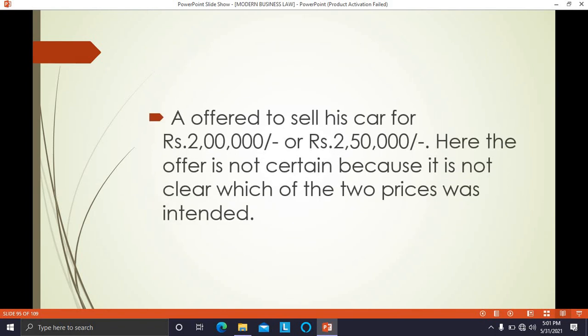Another example of this: A offered to sell his car to B. A says that I am ready to sell my car to you for 2 lakh rupees or 2,50,000 rupees. Here the offer is uncertain. Whether he wants to sell it for 2 lakh or 2,50,000 rupees is not clear. Which of the two prices was intended is not clear. Therefore, it will not lead to a valid contract between the parties. There is no valid offer and valid acceptance of that offer.